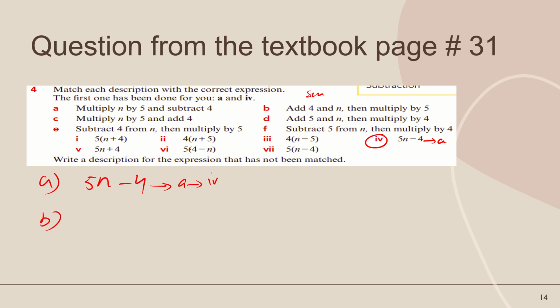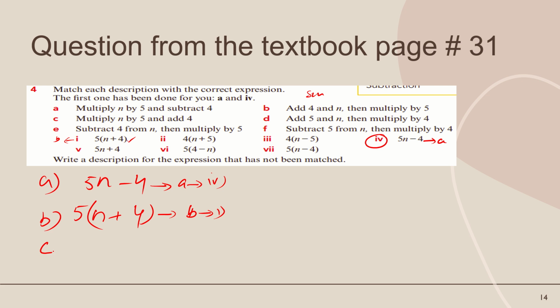Part B: add 4 and n, that is 4 plus n. First write the number, add 4 to n, then multiply by 5. So what is the correct option? B is joined with part 1.